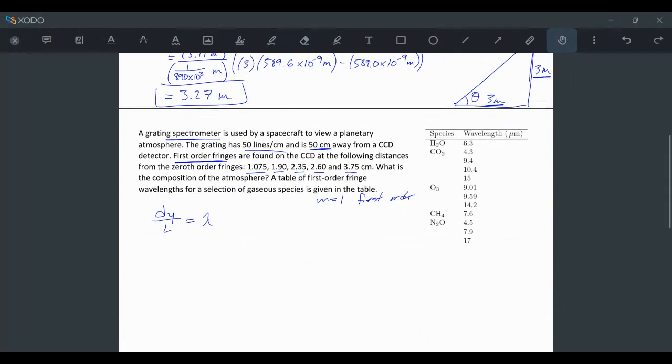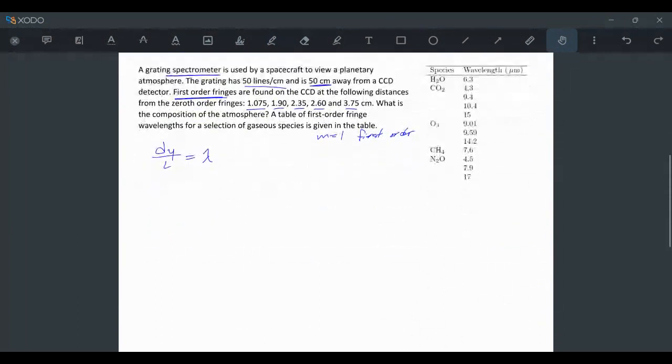So let's figure out what d is before we get too deep into the question. We're told that we have 50 lines per centimeter. And the way that I do this, you can do it differently if you have a better way. I find it's very simple. If you have a different way of figuring out what the individual grating size is that makes sense to you, go ahead with that one.